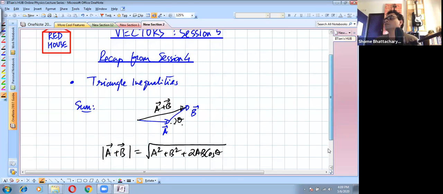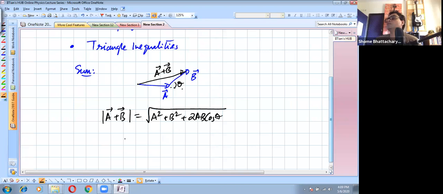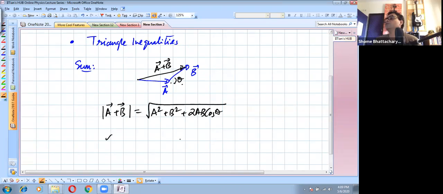So from this we learned a couple of important things. The first thing we saw is that the magnitude of A plus B cannot under any circumstances exceed the magnitude of the vector A plus the magnitude of the vector B. It cannot exceed this. Can become equal to. Similarly, it cannot become less than the difference of A and B. This was called the triangle inequality.